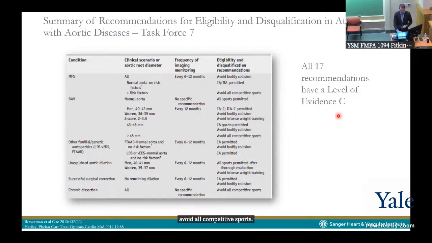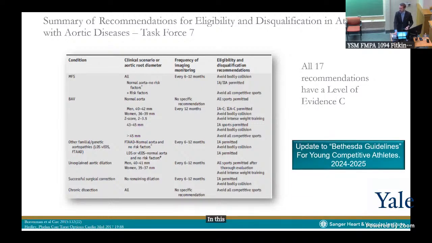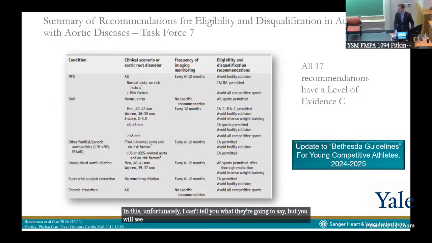Now, my feeling, and many in the field, including the people who wrote these guidelines, have felt that these are way overly restrictive. And we are going to be publishing next month or the month after, Rachel, an update to these guidelines. And I had the honor of chairing the task force looking at aortopathy and aortic valve disease in this. Unfortunately, I can't tell you what they're going to say, but you will see that there's going to be some significant changes compared to the prior.